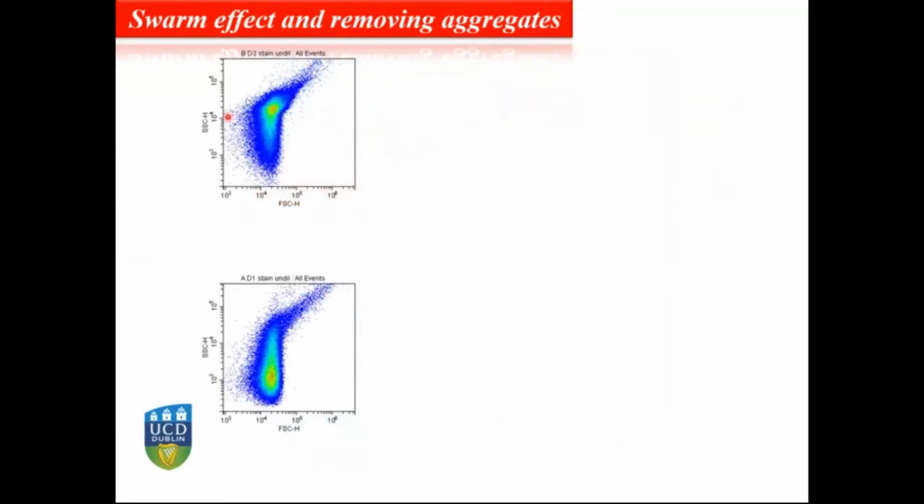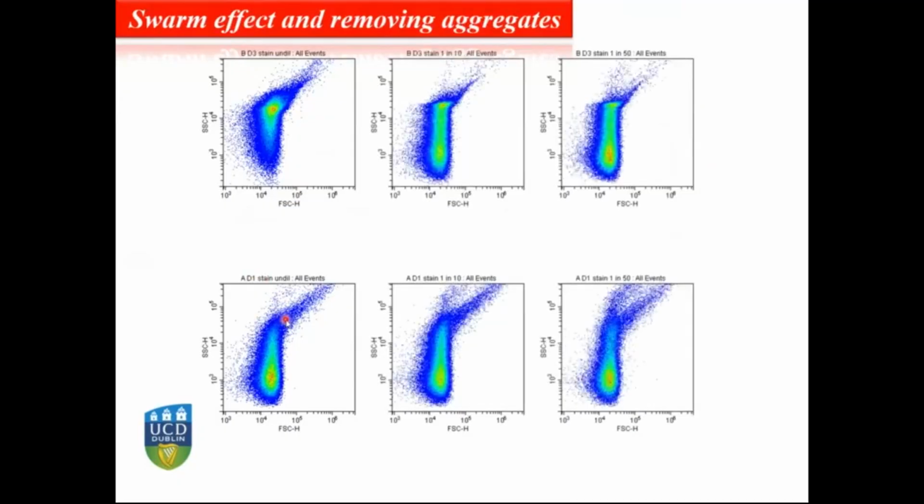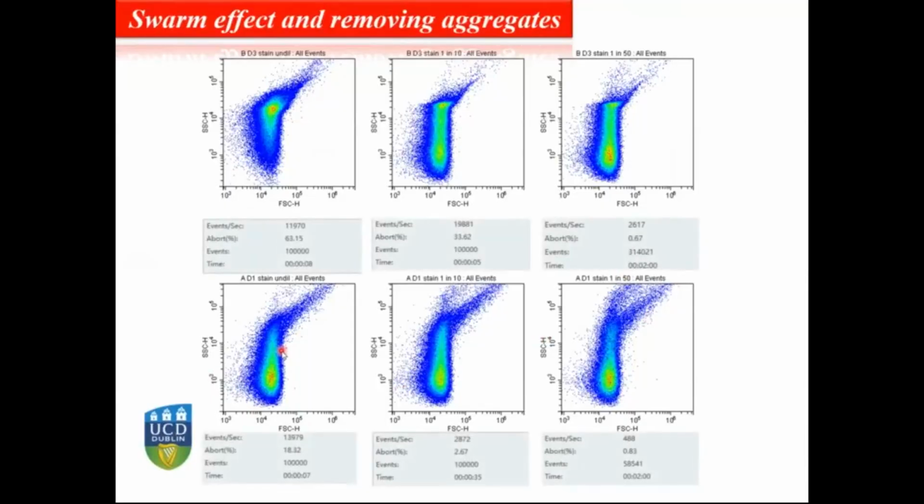When we're looking at different samples, like in this case, a sample of plasma from a patient on day 3 and a patient on day 1, and we do different dilutions, we can see the profiles clearly change between 1 in 50 and undiluted. So it's really important to look at those, and usually on the CytoFLEX analyzer, we have the possibility to look at the number of aborts.